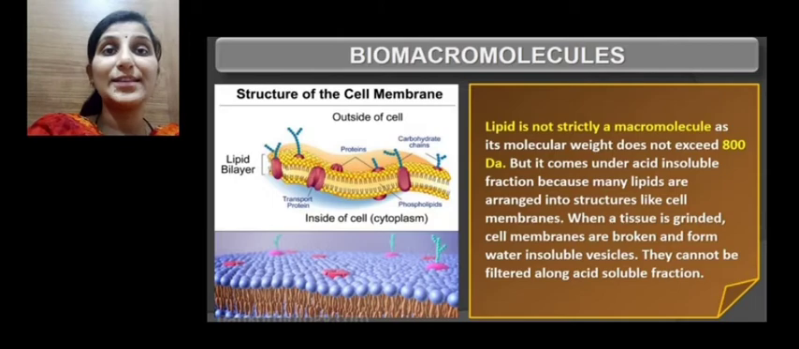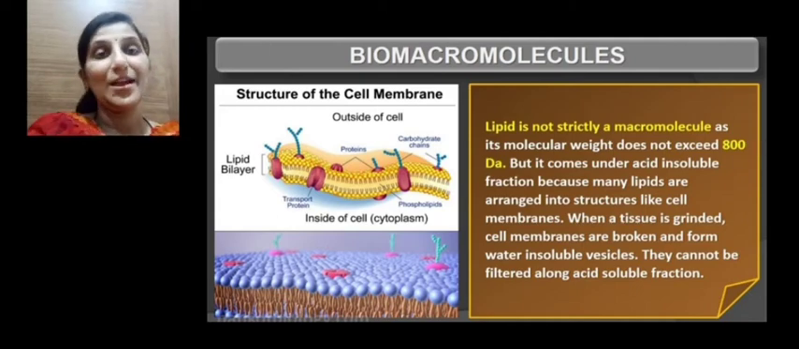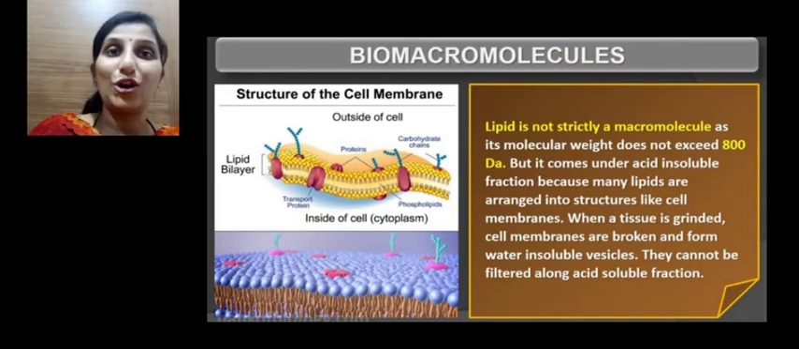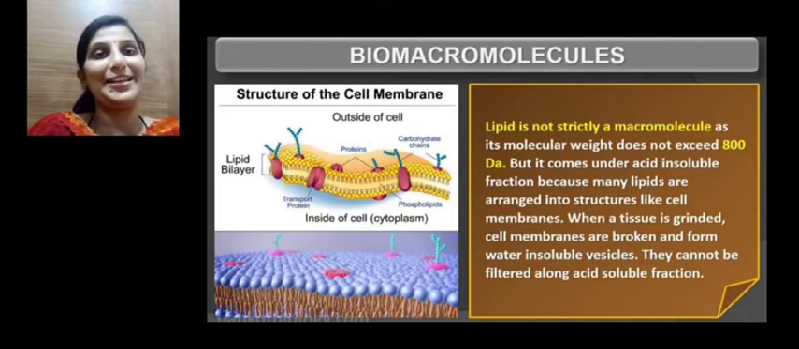But the macromolecules should have a molecular weight greater than 1000 daltons. That is also not getting satisfied over here. It's having a molecular weight of only 800 daltons. But they belong to the acid insoluble fraction because many lipids are arranged into structures like the cell membrane. So we know cell membrane is acid insoluble. And when a tissue is grinded, the cell membranes are broken and form water insoluble vesicles. So they cannot be filtered along with the acid soluble fraction. But they do not belong to the acid insoluble fraction also. So they gain an intermediate structure.